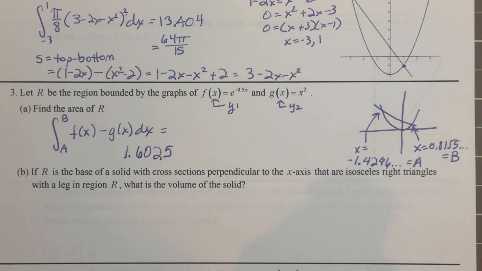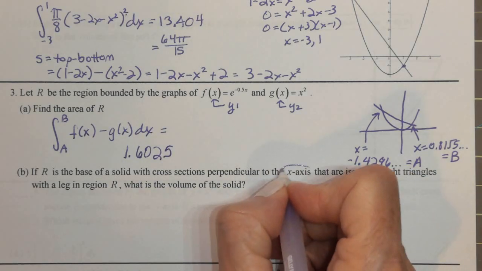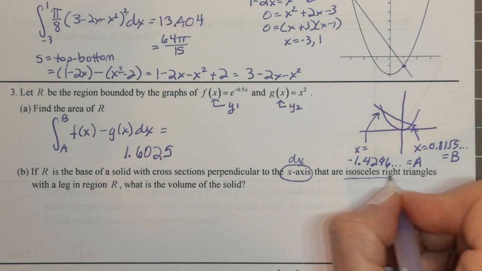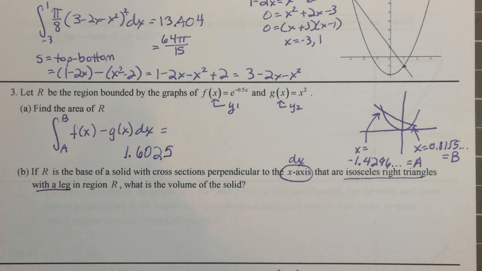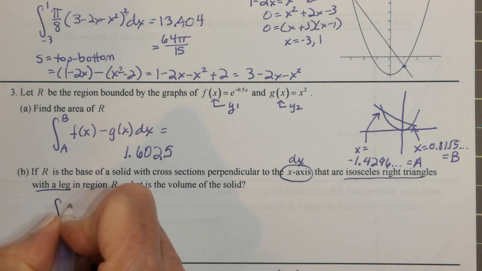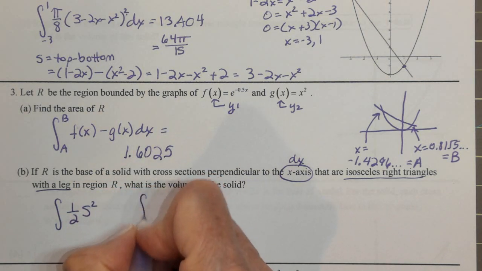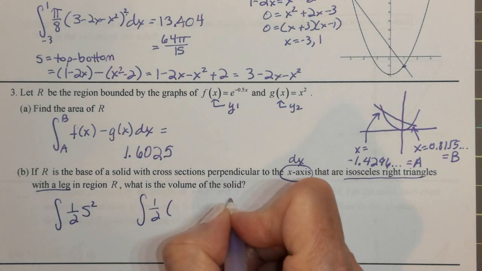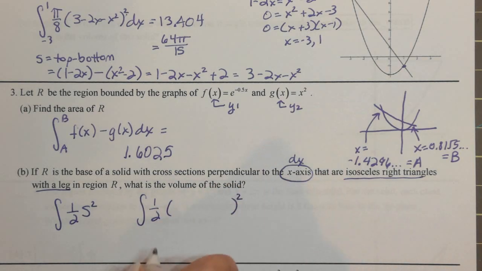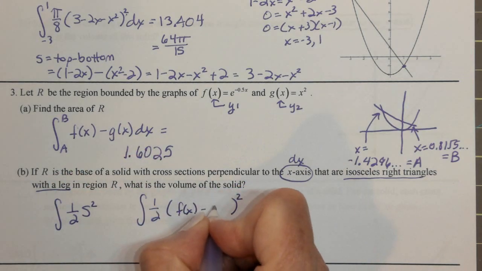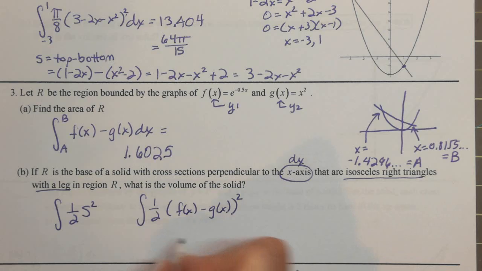Okay, now R is the base of a solid with cross-sections perpendicular to the x-axis, so we get to keep our dx, that are isosceles right triangles with a leg in region R. So my formula for that is 1/2 s squared. So 1/2 top minus bottom squared. And we already know what's on top. We did it for the area. f of x minus g of x. We already know our boundaries, a to b.